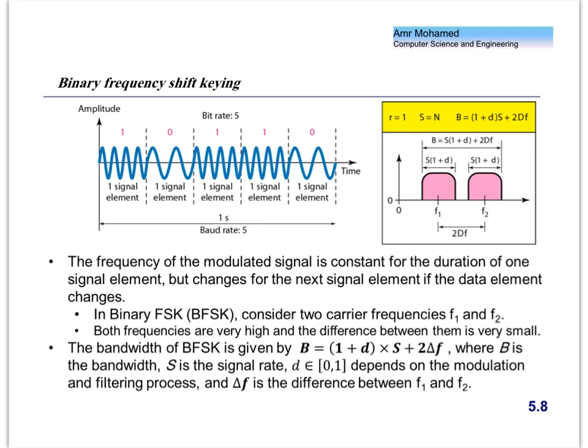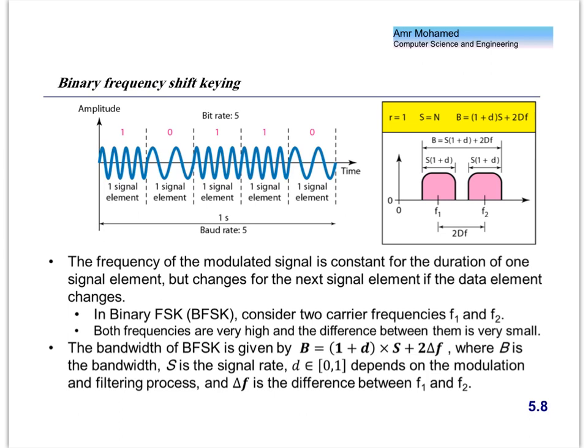We talked about ASK or on-off keying, and we have concluded the fact that the bandwidth required for the composite signal in the case of ASK was simply S times 1 plus D, where D is like a filtering factor, and it ranges from 0 to 1. And S, of course, is based on the bit rate, and R, which is the ratio between the data elements and the signal elements.